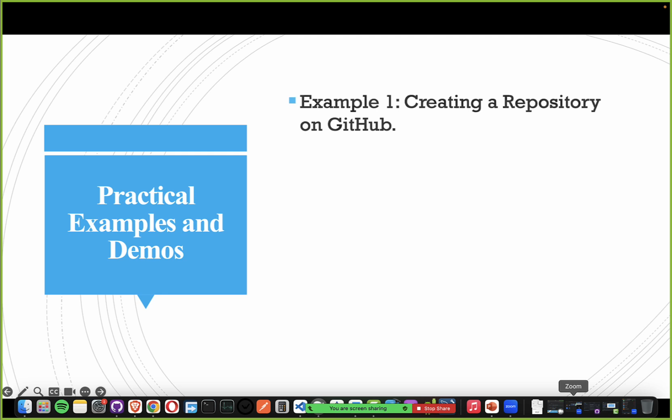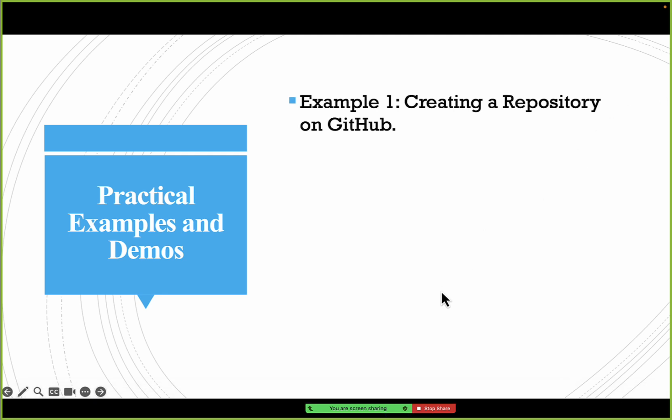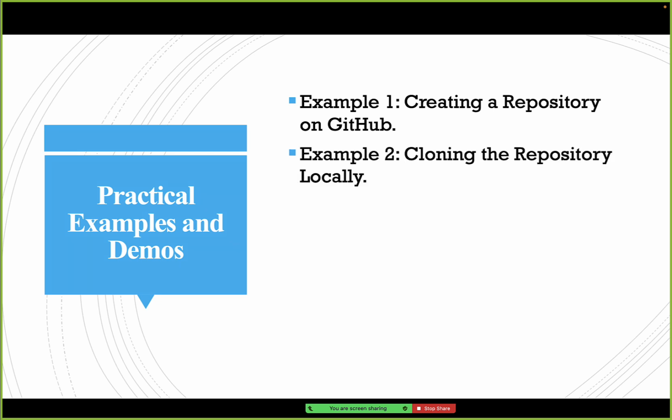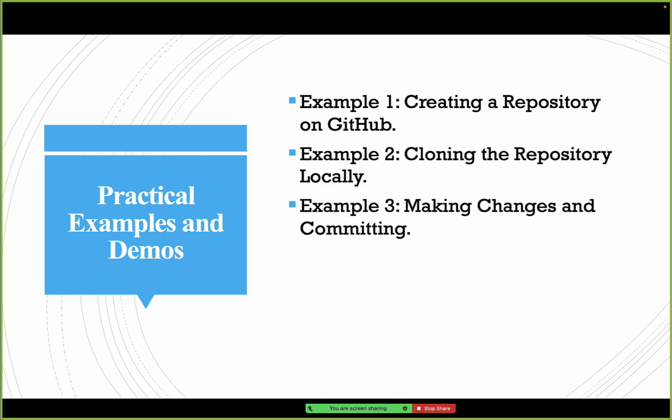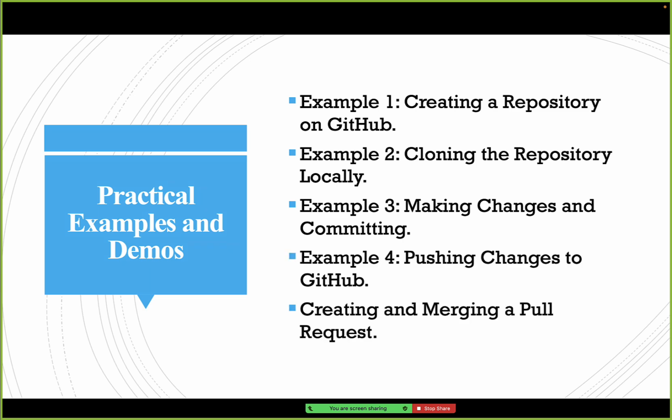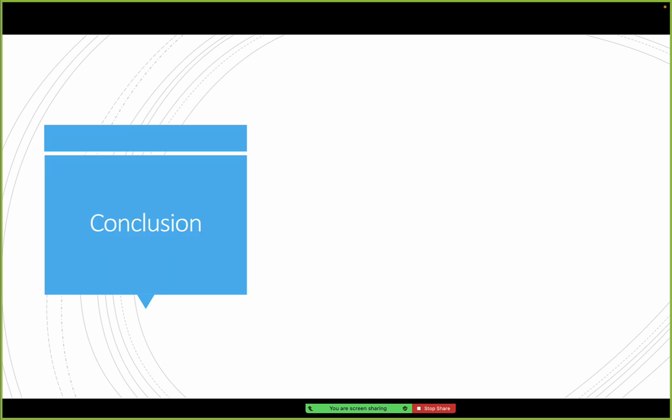So we proceed. We're going to have a practical part. We're going to create a Git repository. We're going to look at the example of cloning a Git repository. We're going to look at making changes and committing, and also pushing and merging. Those are the things that we're going to look at.